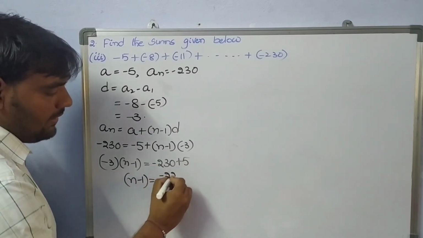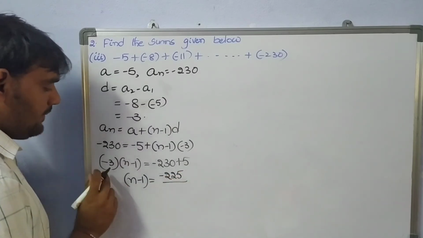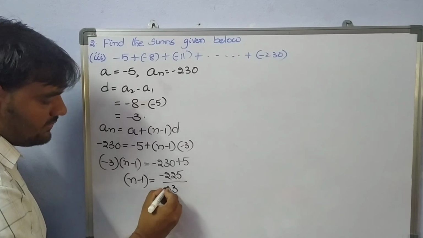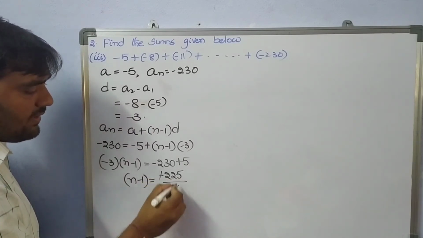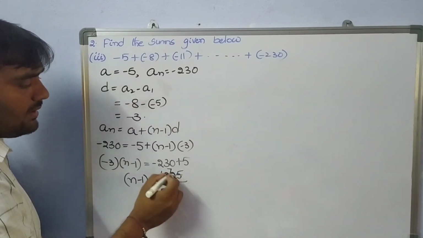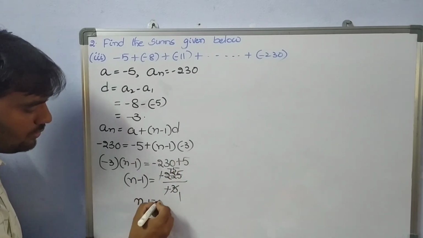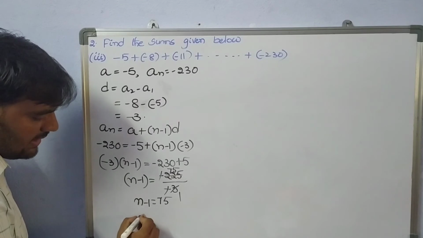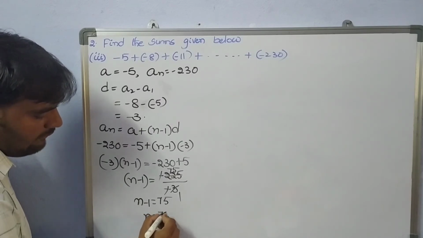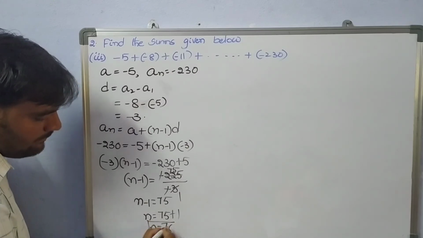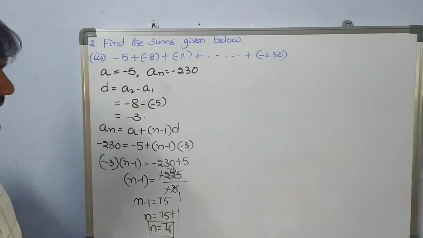So this can be written as n minus 1 is equal to minus 230 plus 5, that is minus 225, divided by minus 3. The multiplying term moves across and divides. So minus minus gets cancelled. 3 ones are 3, 3 sevens are 21, 3 fives are 15. So here n minus 1 is equal to 75. Then n is equal to 75 plus 1. So n is equal to 76.